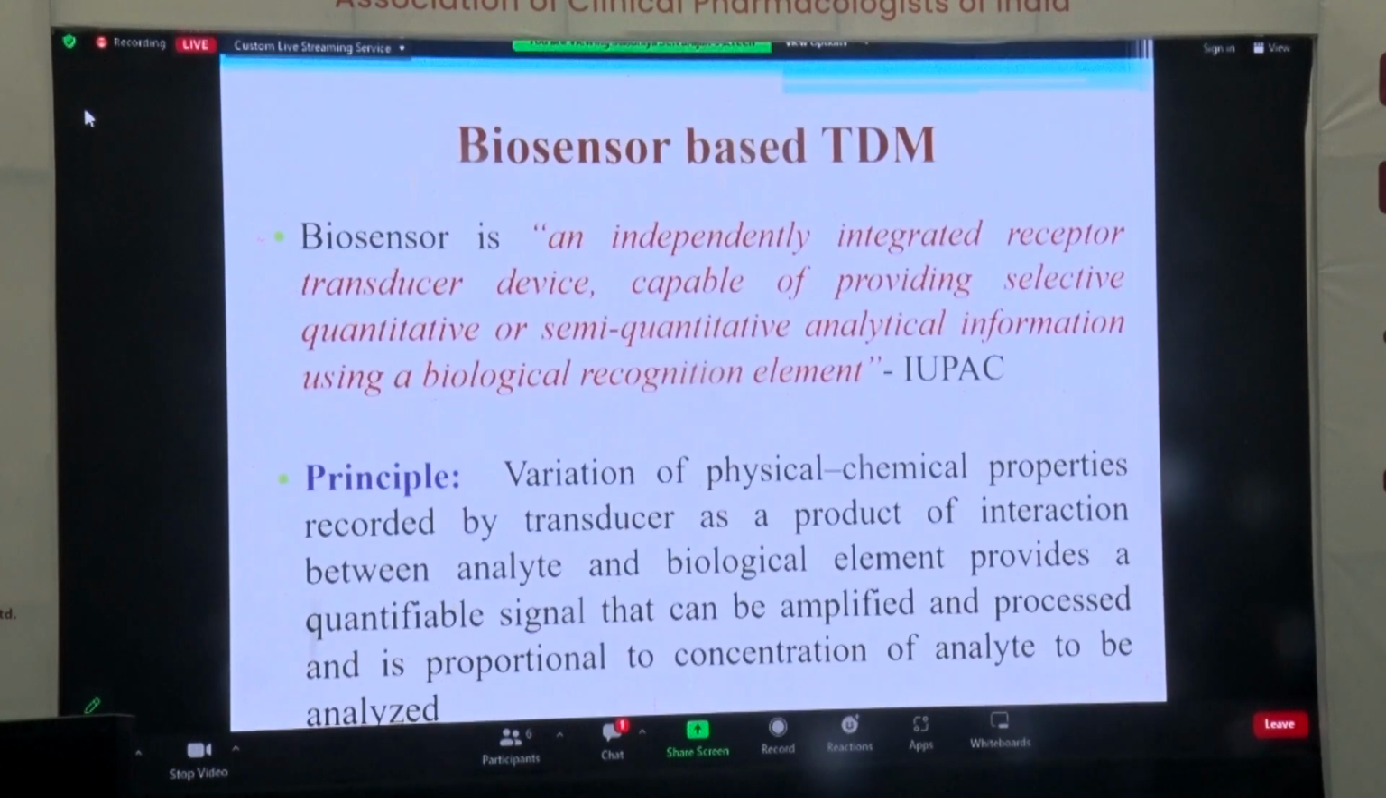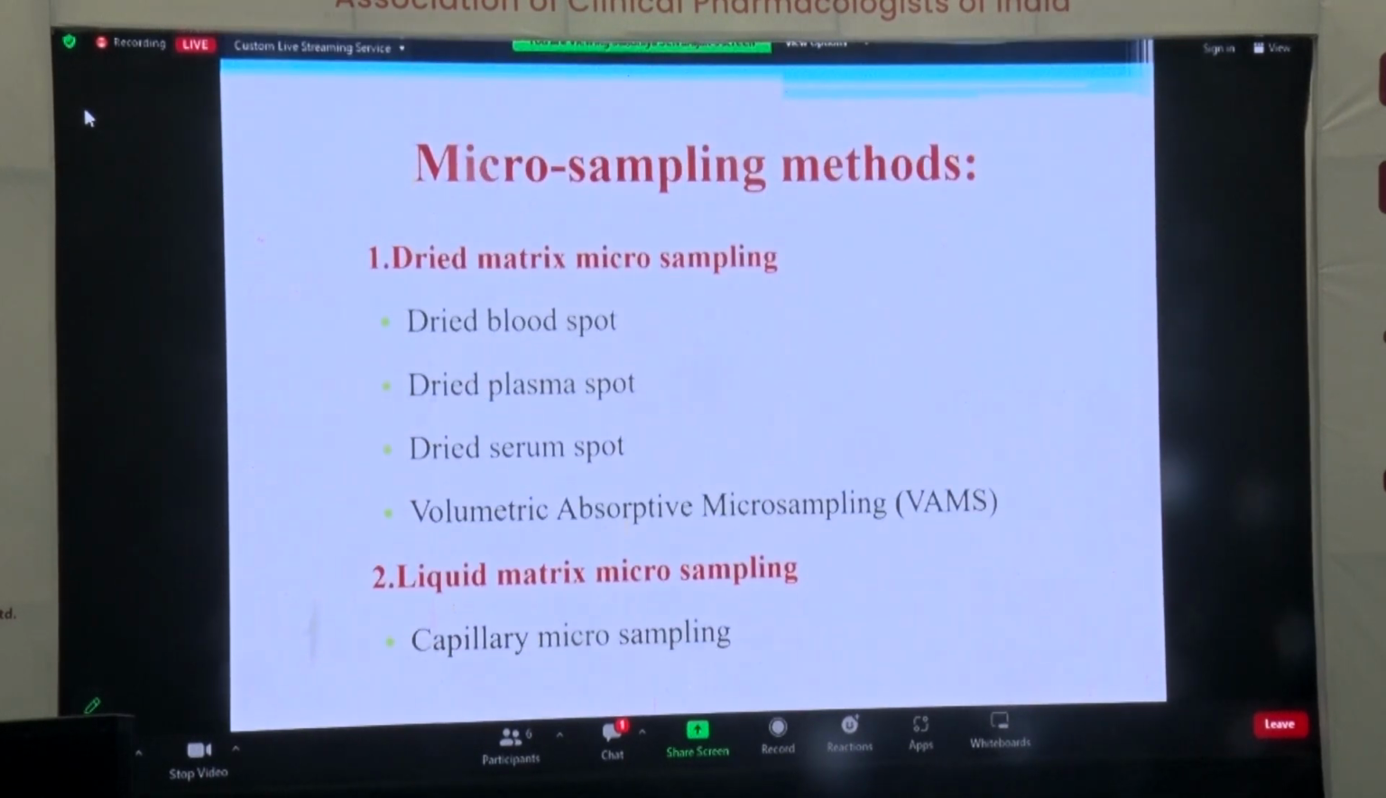So the advantages are they are easy to do. No need for any technical person to draw the blood from the patients. The patient themselves can prick the blood from the fingertip, and the samples can be transported to the lab. But it also has its own disadvantages, like we cannot repeat the test because the quantity of blood sample available is very less.